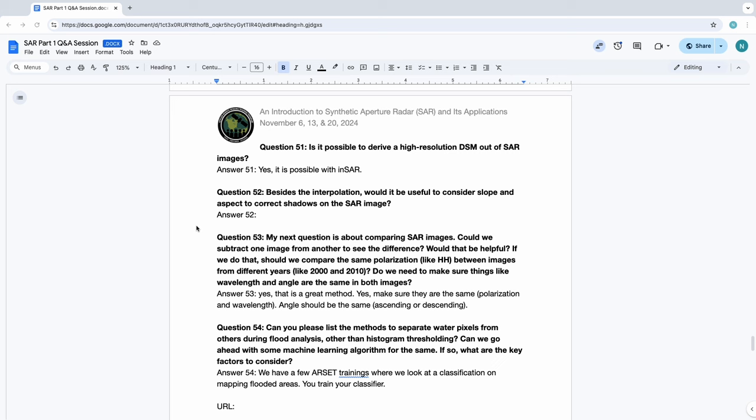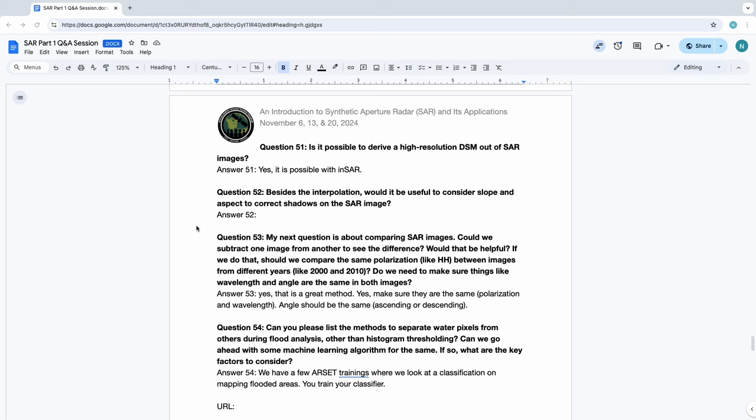All right, one more question. My next question is about comparing SAR images. Could we subtract one image from another to see the difference? Yes, of course. Would that be helpful? Of course. If we do that, should we compare the same polarization like HH between images from different years? Do we need to make sure things like wavelength and angle are the same in both images?